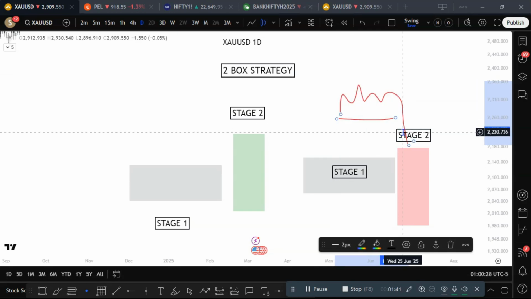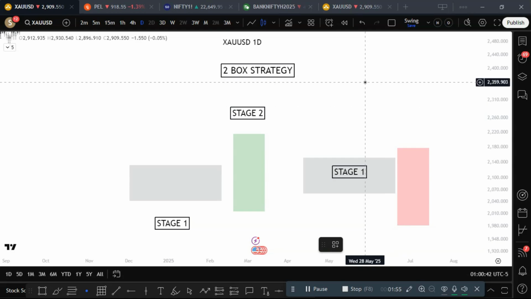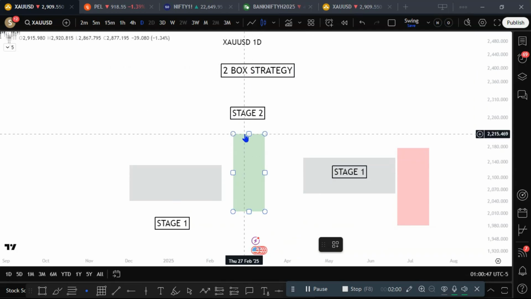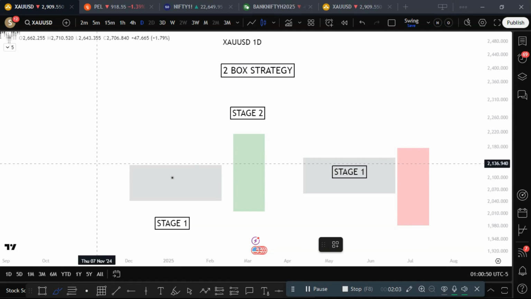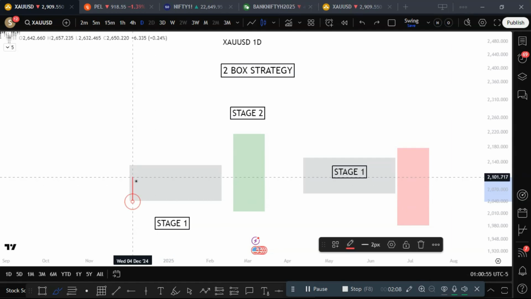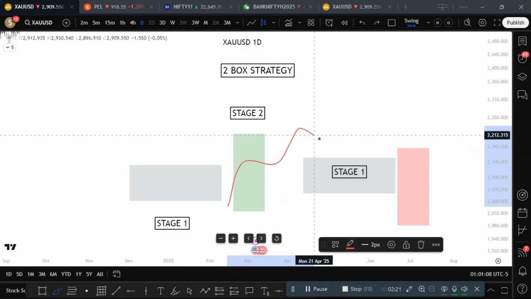Alright, so let's first understand the strategy in theory, then I will show you in the charts with practical examples, so you will get the clarity. The strategy name is the two box strategy. We have box 1, we have box 2. Market moves in cycles, in stage 1 and stage 2. The stage 1 cycle is the sideways phase, the consolidation phase, where price generates liquidity and where amateur and novice traders get trapped. And stage 2 is the expansion stage, in which the market starts to rally, right?